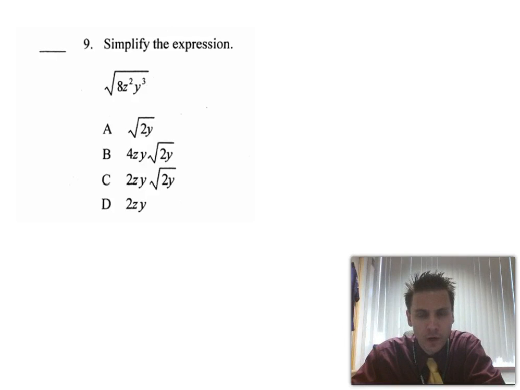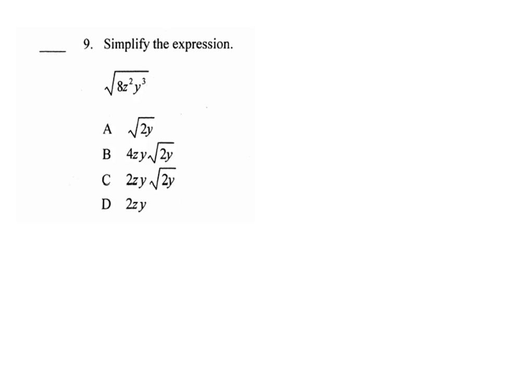Hey everybody, Mr. Bucko here with problem number 9 from your Part 2 practice test from Chapter 8, where we are simplifying the expression the square root of 8 times z squared times y to the third. What makes this one particularly tricky is this y to the third, and also we have this 8 that we're going to have to deal with as well. So I'm going to put this up here. We have square root of 8 times z squared times y to the third.